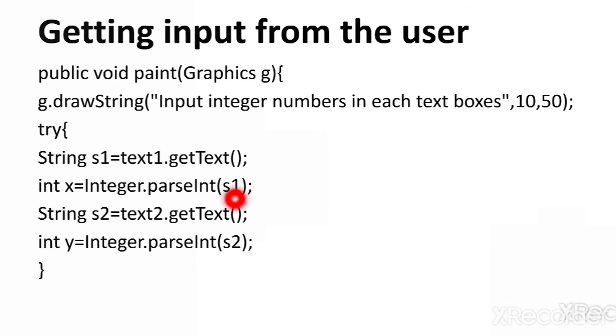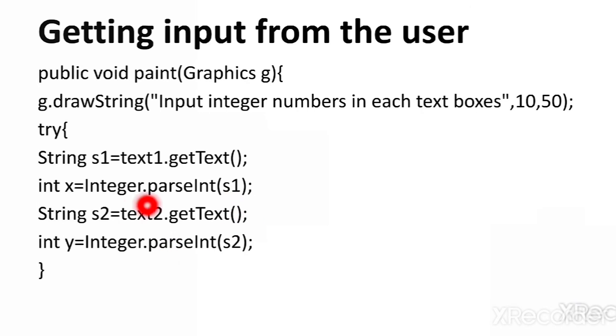If this s1, that is this string, is a valid integer, it will convert it into an integer and store it in this variable x. Suppose the text entered by the user is not a valid integer, then the execution of this statement will raise an exception. That is why I have placed this statement within the try block. When the exception is raised, it will be caught by the catch block, that we will see in the next slide.